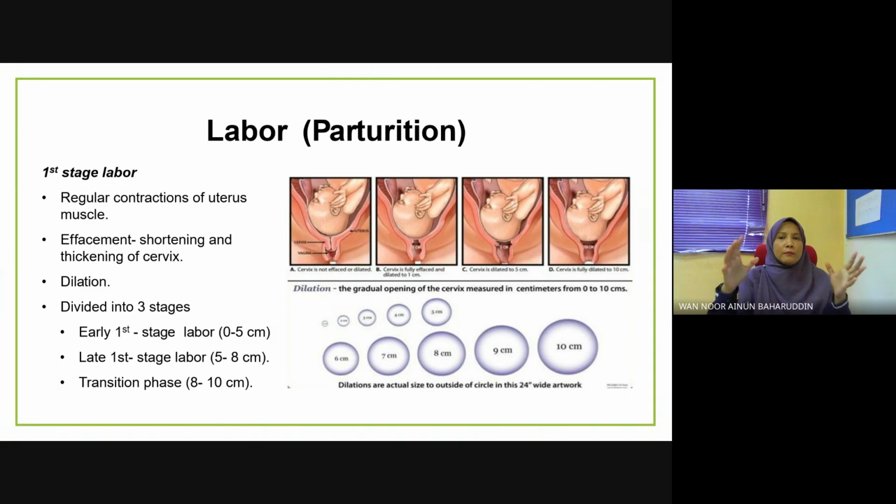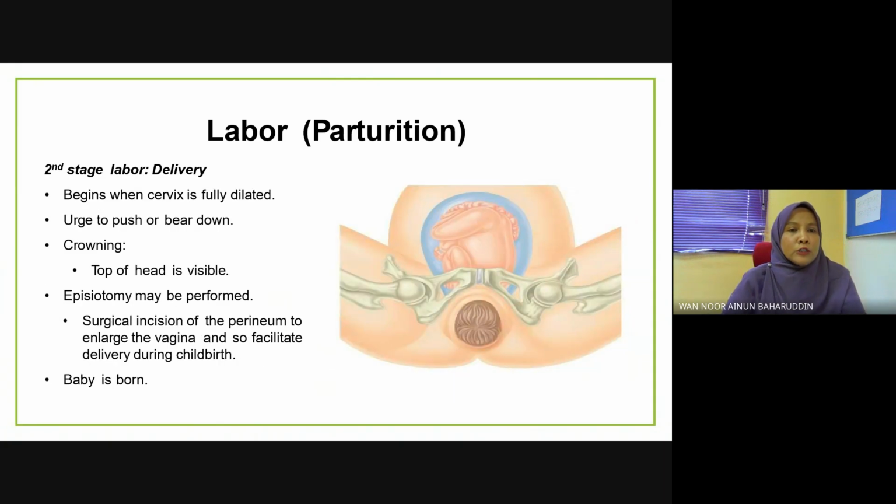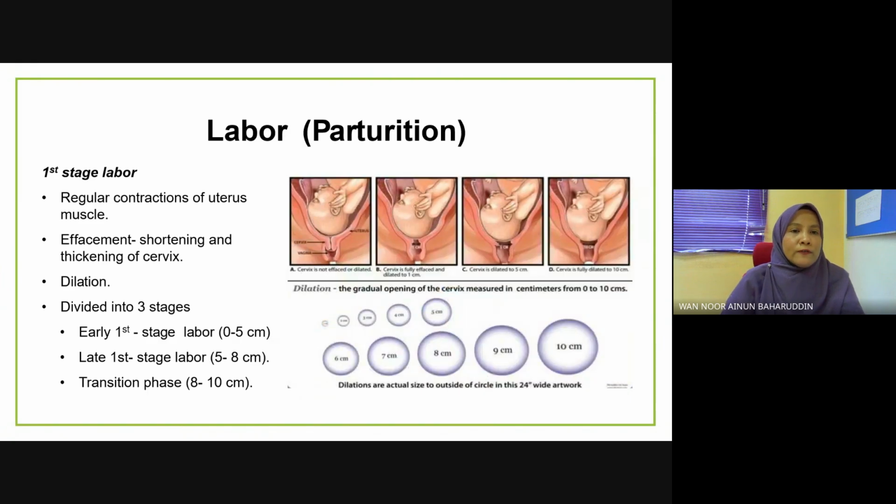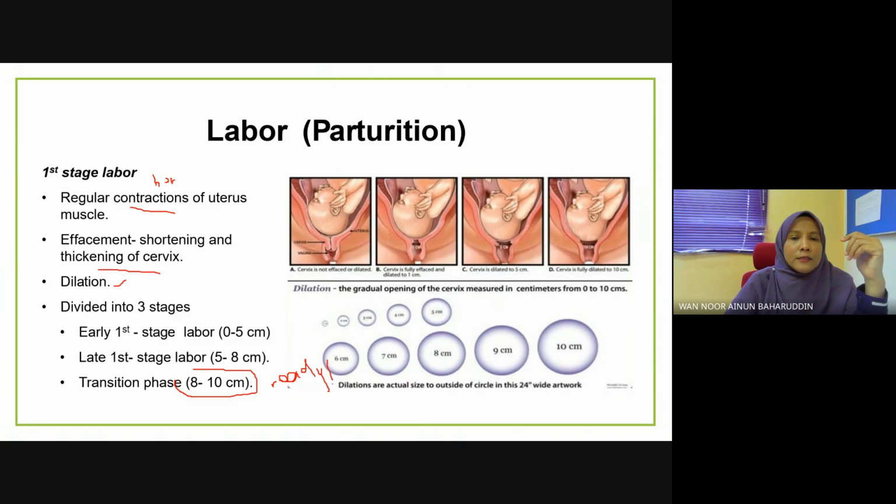We do have stages of labor, parturition: stage 1, stage 2, and stage 3, what we have discussed before. During the first stage of labor, you can see regular contractions because of those hormones. Effacement means shortening and thickening of the cervix. Dilation of the cervix is divided into three phases. First one, 0 to 5 cm. Late first stage, 5 to 8, and then the transition phase from 8 to 10. This is what we call the ready state, ready to expel the baby.